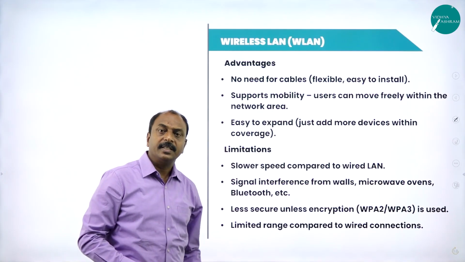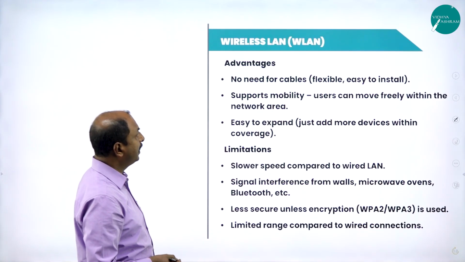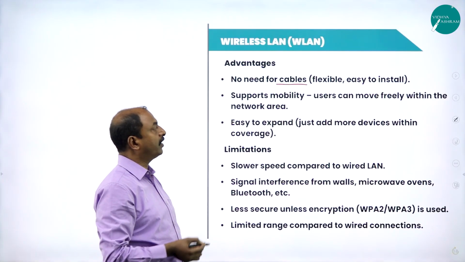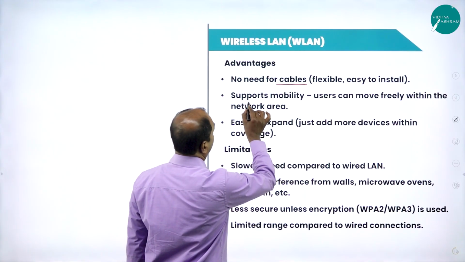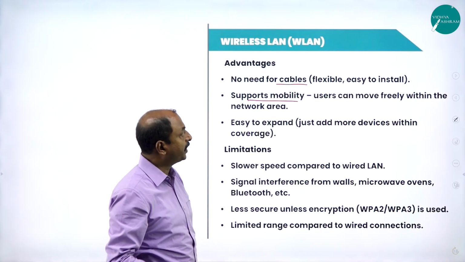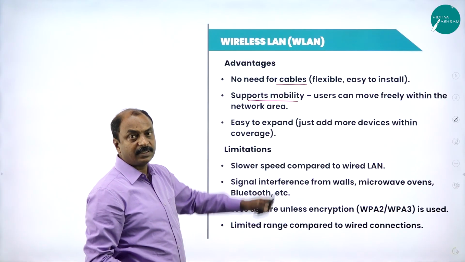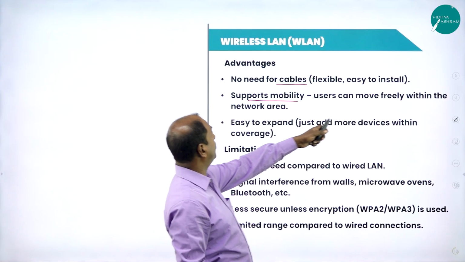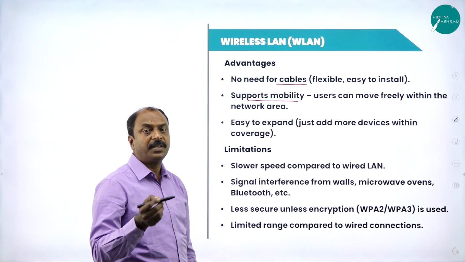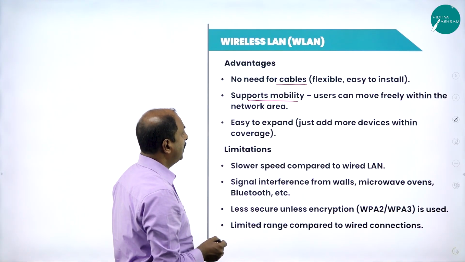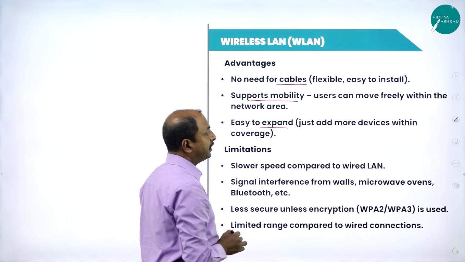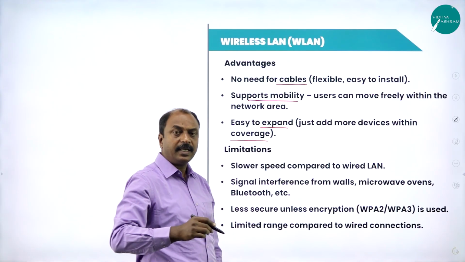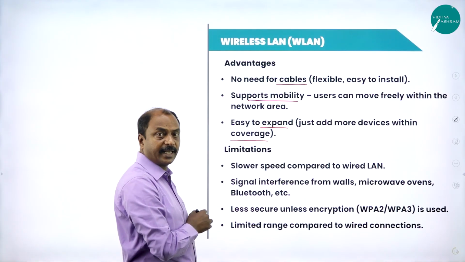Now let us see the advantages of this wireless LAN. No need for cables, because it is wireless communication or wireless LAN. It supports mobility as it is wireless communication. So any of the devices in a wireless LAN can be moved from one location to another location within that range. So that is mobility. Easy to expand means just add more devices within the coverage. So it is easy for adding additional devices in the wireless LAN network.